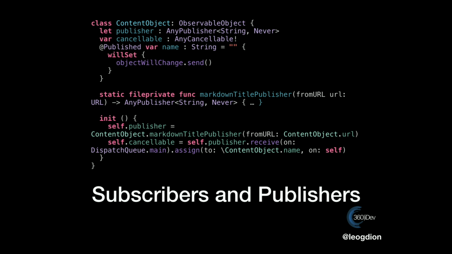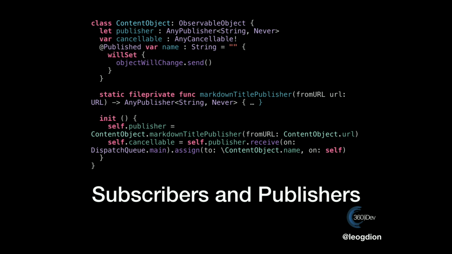We have a cancelable that we instantiate down here. We have our name property. We just need to say object will send whenever that's changed. We have some method, which we'll get into, called markdown title publisher, which returns our publisher, the title of the markdown file or top header. And then here we create the publisher using the method I'm going to show in the next slide.